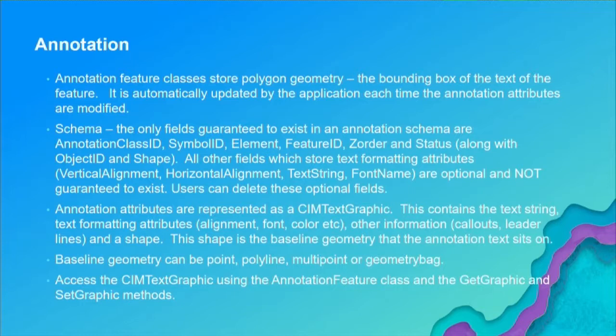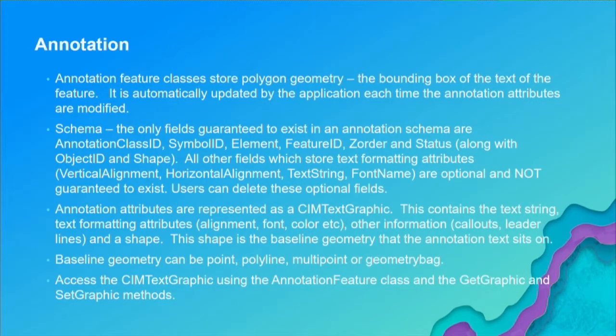And the polygon is actually the bounding box of the annotation text, and that's calculated by the application. So every time you modify the annotation text, or you change the font size, or you change the rotation, then that bounding box is going to be calculated by the application. So anything that's feature.shape, when that feature is an annotation feature, is always going to be a polygon. And as a developer, you really shouldn't modify that feature.shape at all, because anytime you do modify it, it's going to get overwritten by the application again. The shape that you're interested in modifying is the baseline geometry that the annotation text actually sits on. We're going to get to that in a minute.